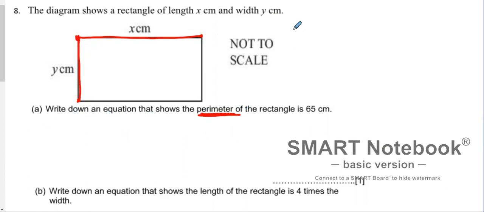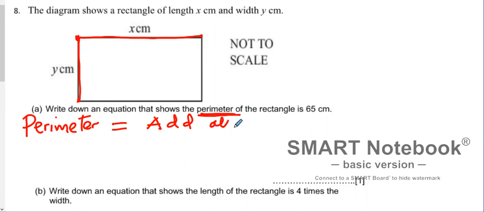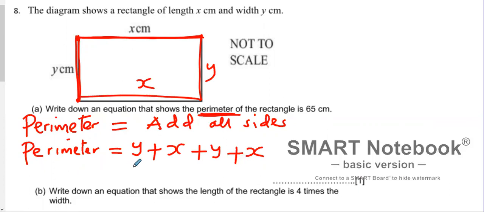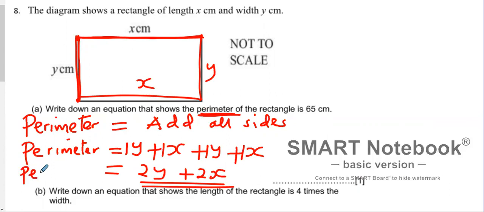Okay, by definition we say perimeter is adding all the sides. You know what it means? It means take this side, which is y, add it to this side, which is x, add it to this side, which is again y, add it to this side, which is again x. Collect like terms, this will be 1y plus 1y is 2y. 1x plus 1x will be 2x. So this will be the expression for the perimeter. See that? This looks to be easy.